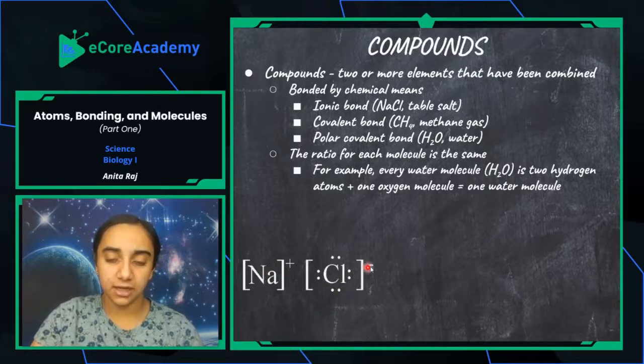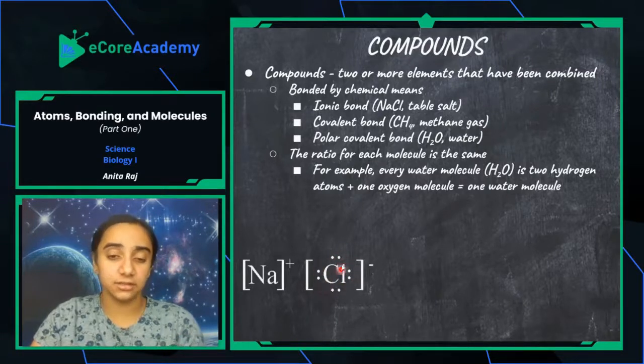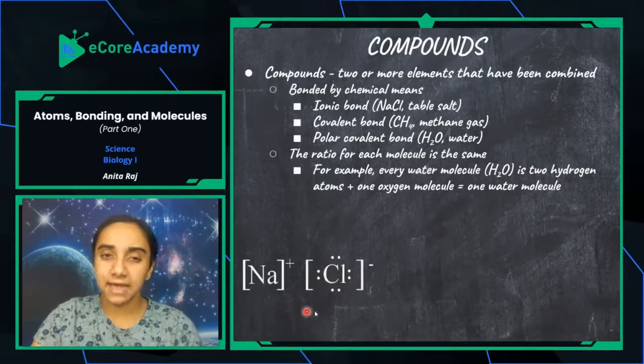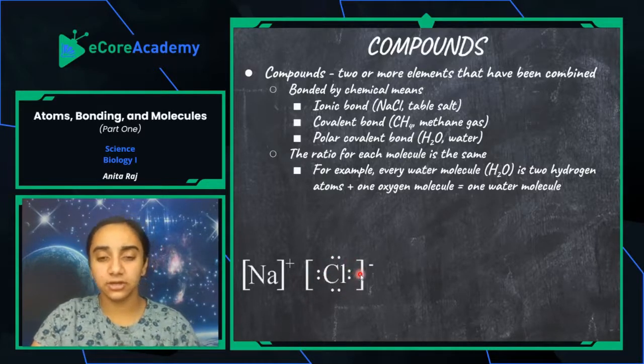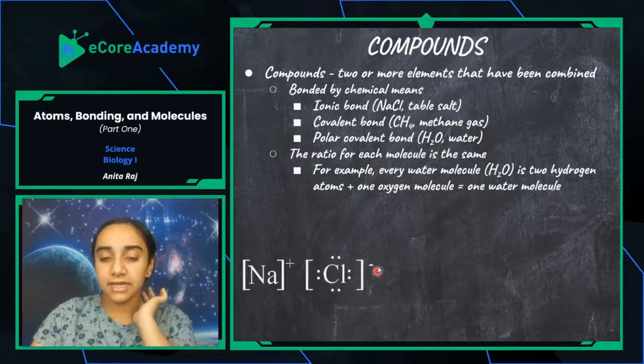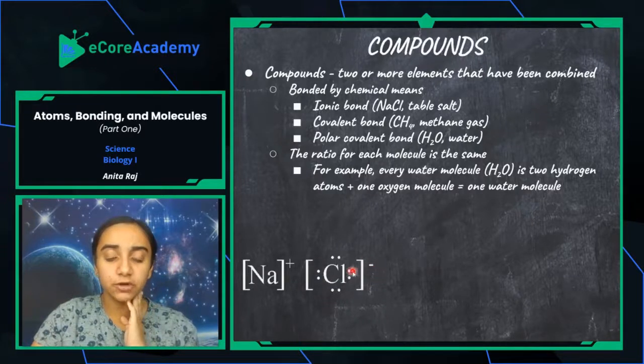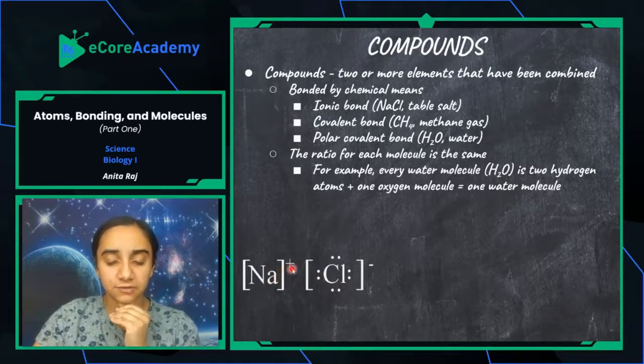Sodium gives that up, and as you can see, these dots represent the electrons that an atom has in its valence shell. So this chlorine is satisfied because it has its 8 electrons and a full octet. You can see there's a negative sign because this is negatively charged. Chlorine now has more electrons than protons. And here you have sodium. It has a positive charge because it has more protons than electrons.